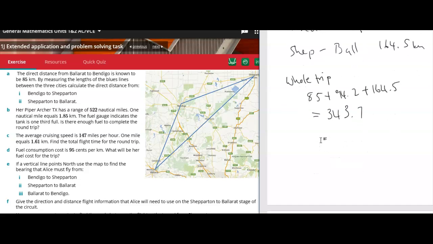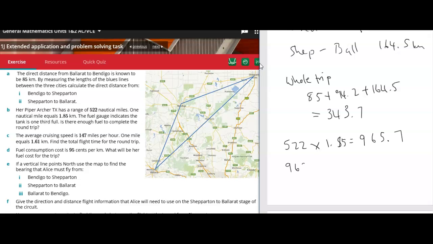Now we're given nautical miles, so let's work out what that is in kilometers. So we're going to do 522 times 1.85. 522 times 1.85. So that's 965.7. So that's what she would have on a full tank. Okay, so she can do that in a full tank, but it's only 1/3 full. So we've got to divide that by 3.